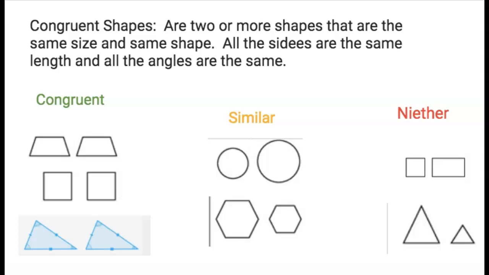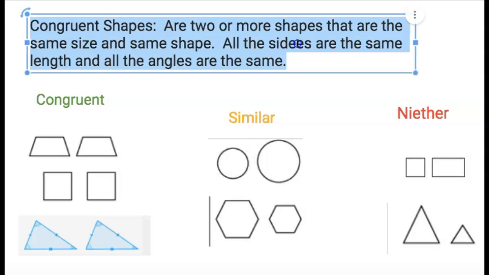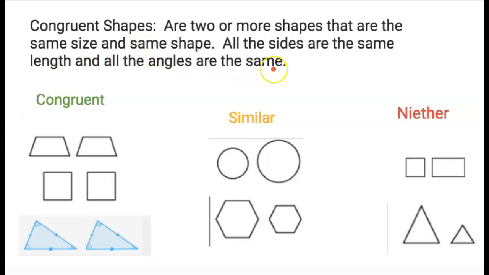Now, here's some other terms that we might use when we're describing shapes. We might describe shapes as congruent, similar, or they might not be either of those things, okay? So congruent and similar have very specific definitions in geometry. So congruent shapes are 2 or more shapes that are the same size and the same shape. All the sides are the same length and all the angles are the same.